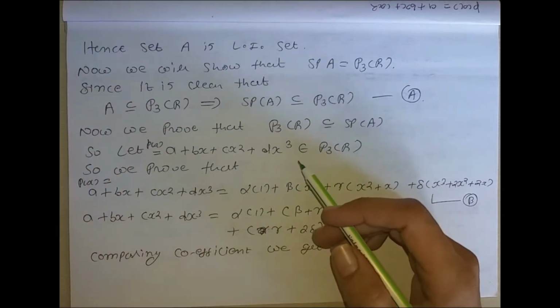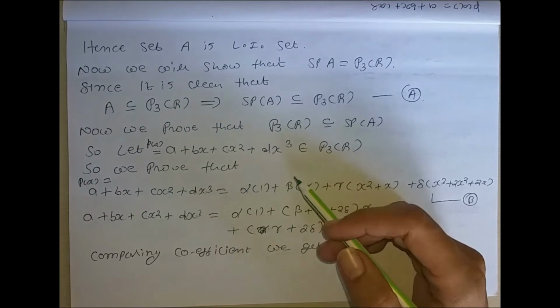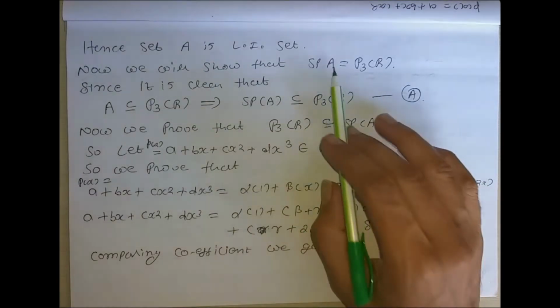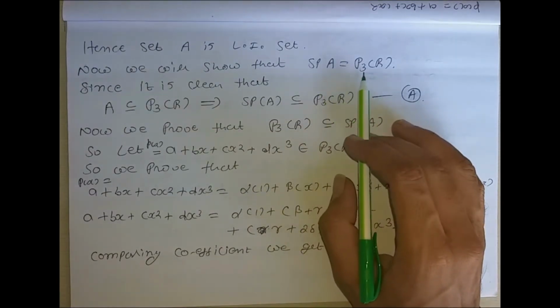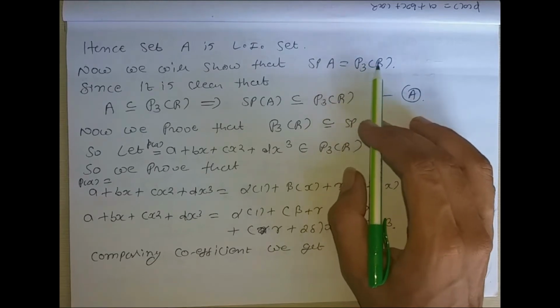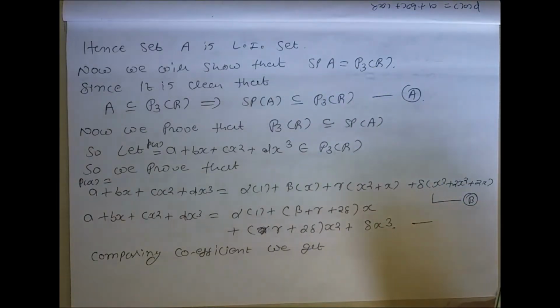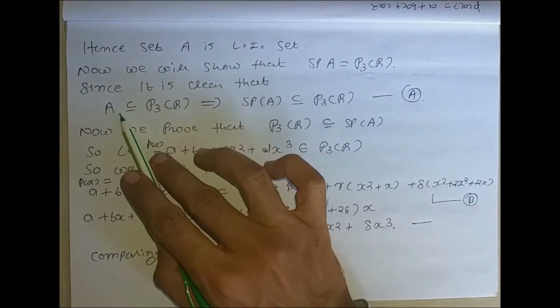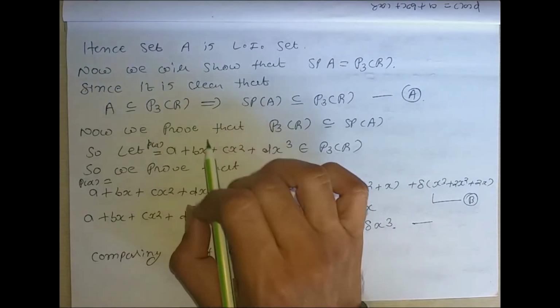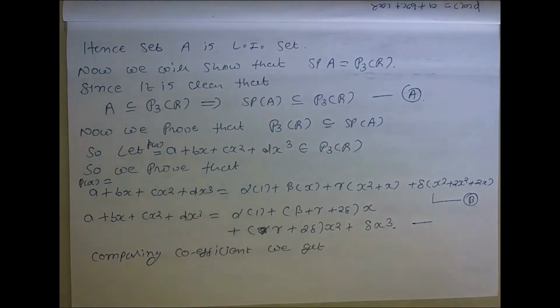So set A is a linearly independent set. Now we will show that the span of A is equal to our polynomial space, which is P3R. It is clear that A is a subset of P3R, since set A contains 4 elements, which are polynomials of degree 3.